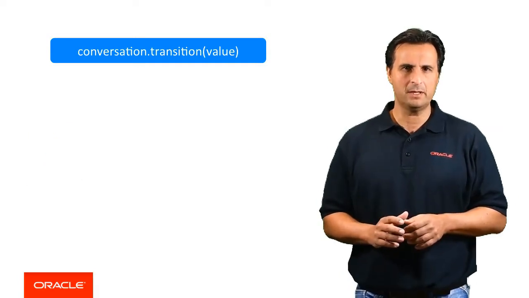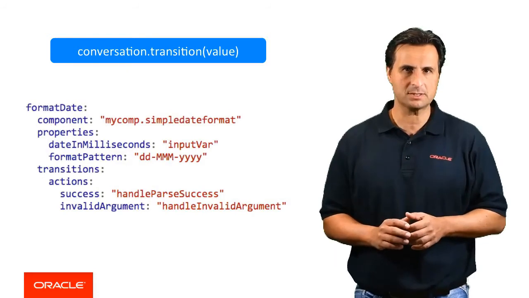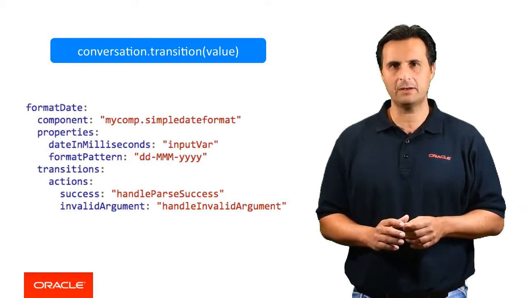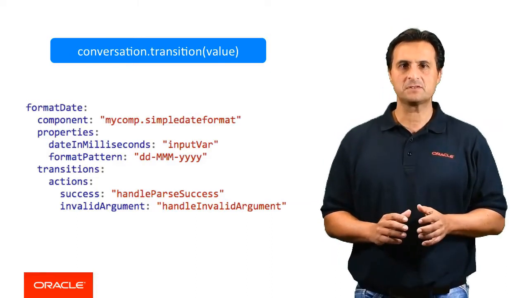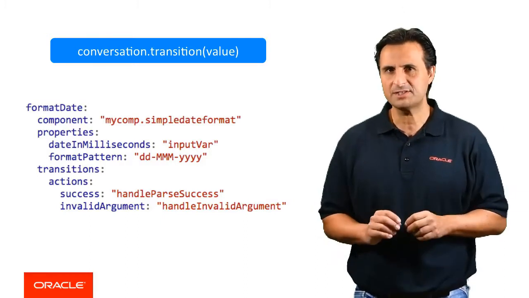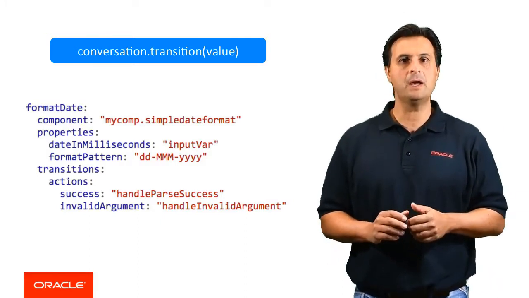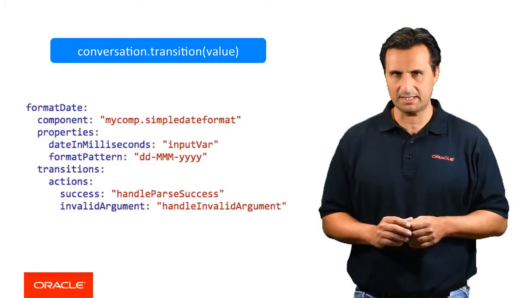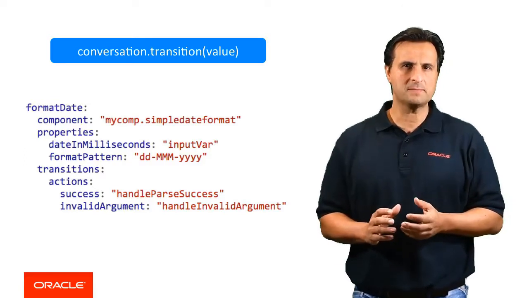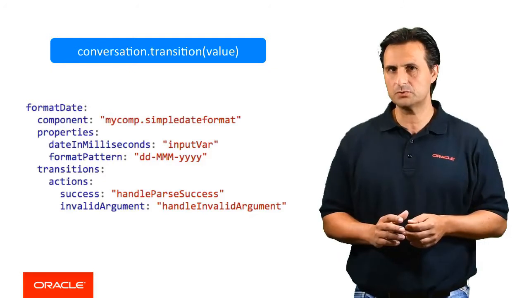The BotML that we see here defines the two outcomes of the custom component as actions. The actions are mapped to states that are defined within the dialog flow. In case of the successful date parsing, the custom component returns the success string, which in this example leads to the dialog flow navigating to the handle past success state. This is how conditional outcomes of a custom component can influence the flow of a conversation the bot has with the user.